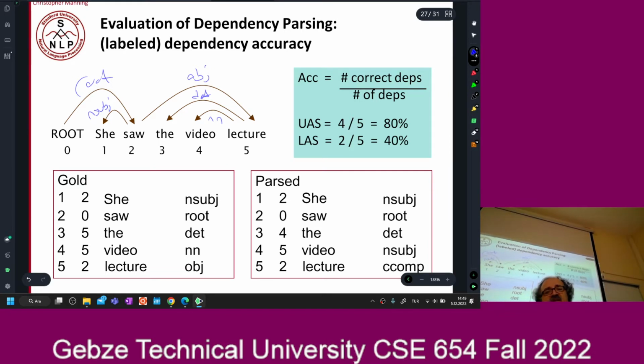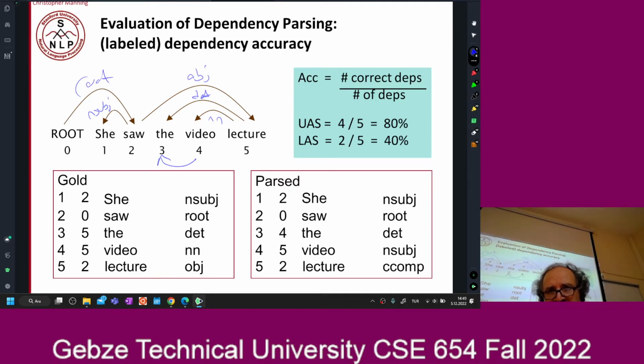This is the gold data. That means it is the ground truth. We know that this is true because somebody parsed it. The one that I parsed out of my parser gave me this. It says that I found 0, 2, that's good. I found 2, 1, that's good. But 3, 4, the determiner, says that the video is the arc. And then 4, 5 is n subject.